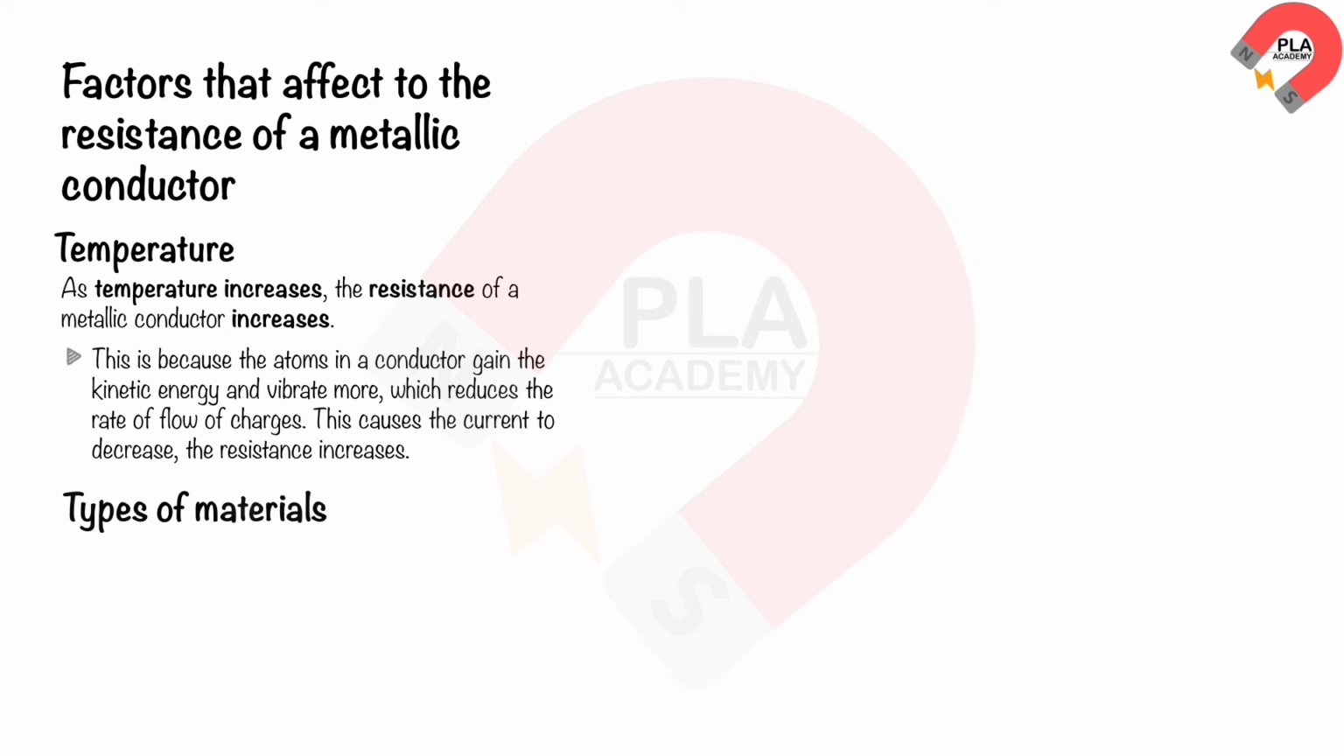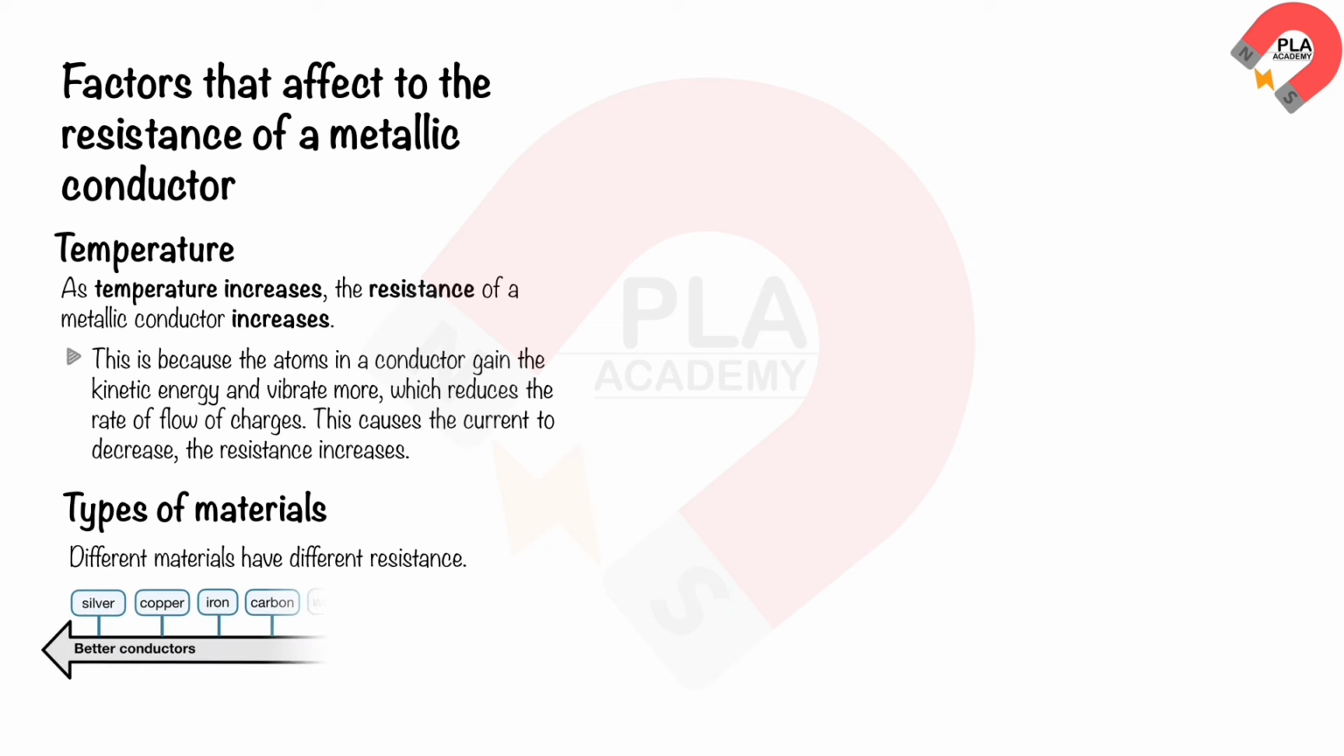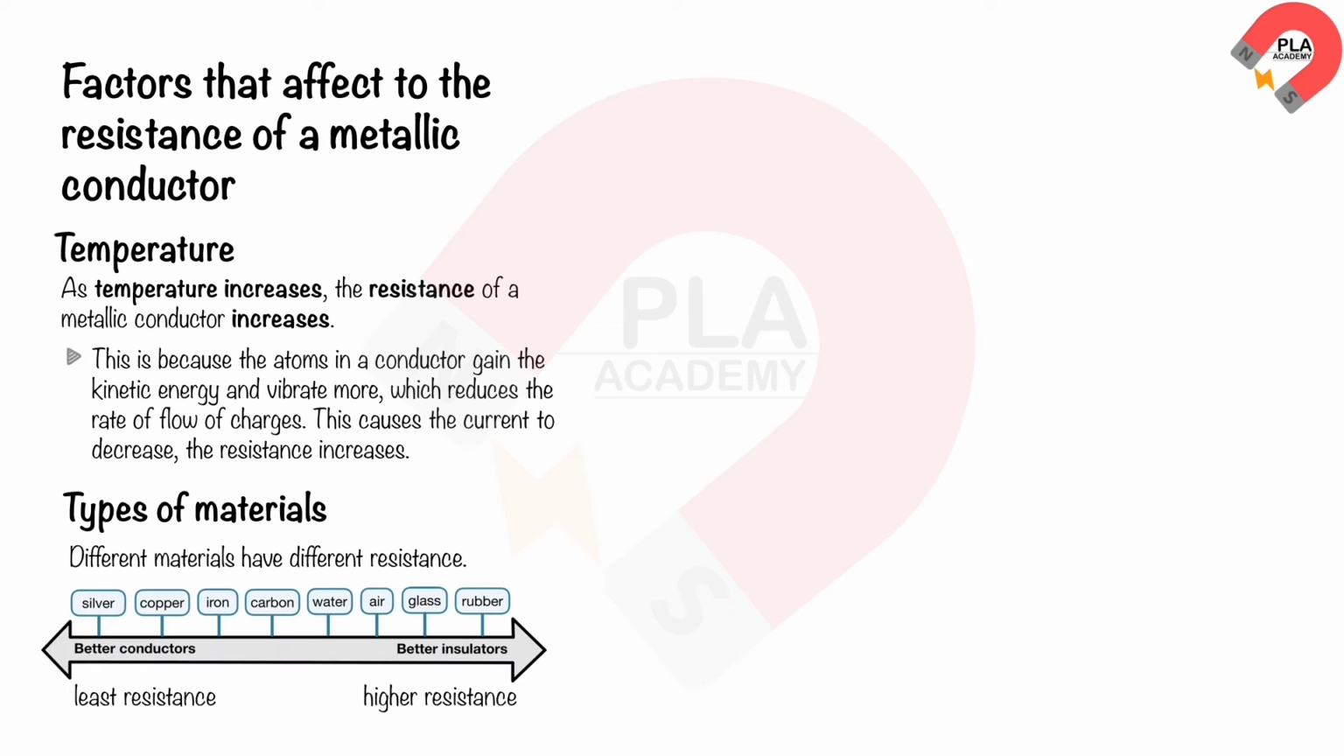Types of materials. Different materials have different resistance. For example, silver is the best conductor, so it has the least resistance. The resistance of materials increases as shown in the diagram below.